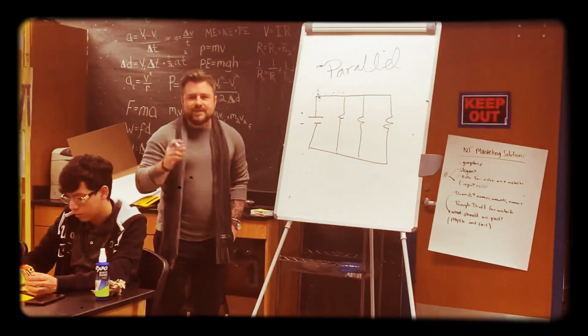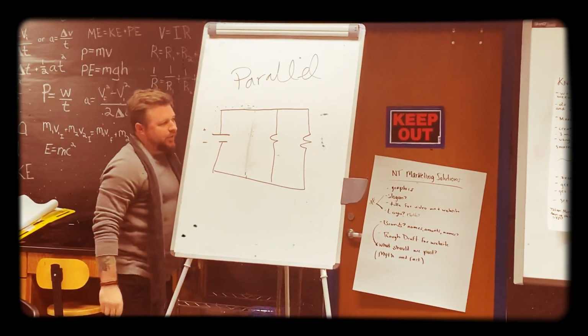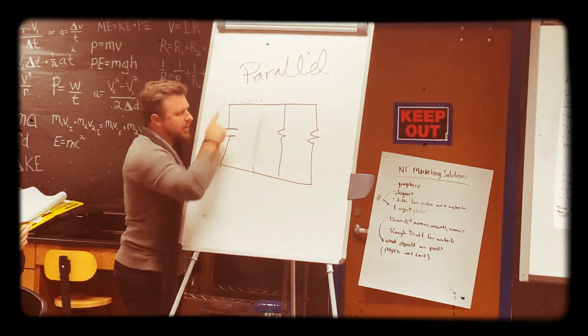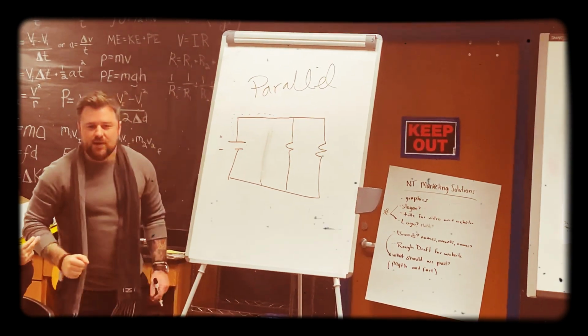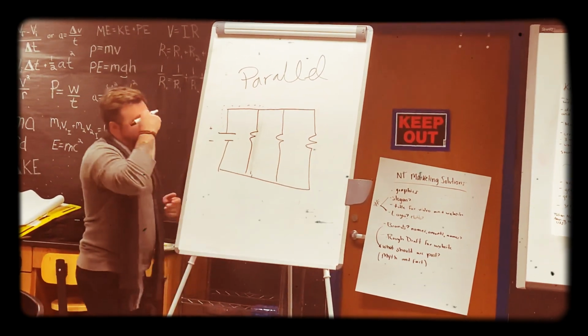Perfect. So you can see then that if I turn this off, can the current still flow? No. It can't flow in this path, but can it go anywhere else? Yes, it can. So if I turn this light off, my sister's light doesn't go out, right? The toilet doesn't flush. This thing right here is a parallel circuit. It's how we wire our houses.